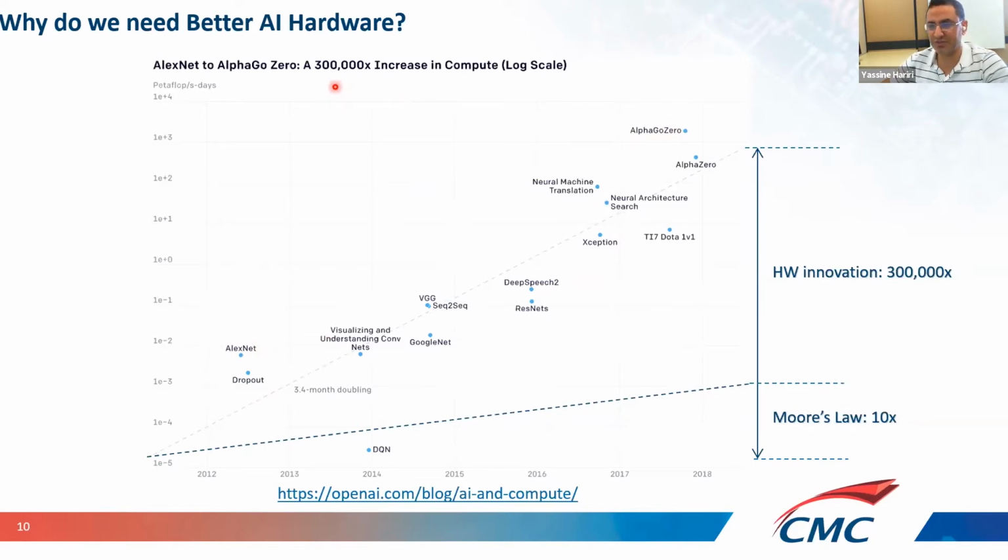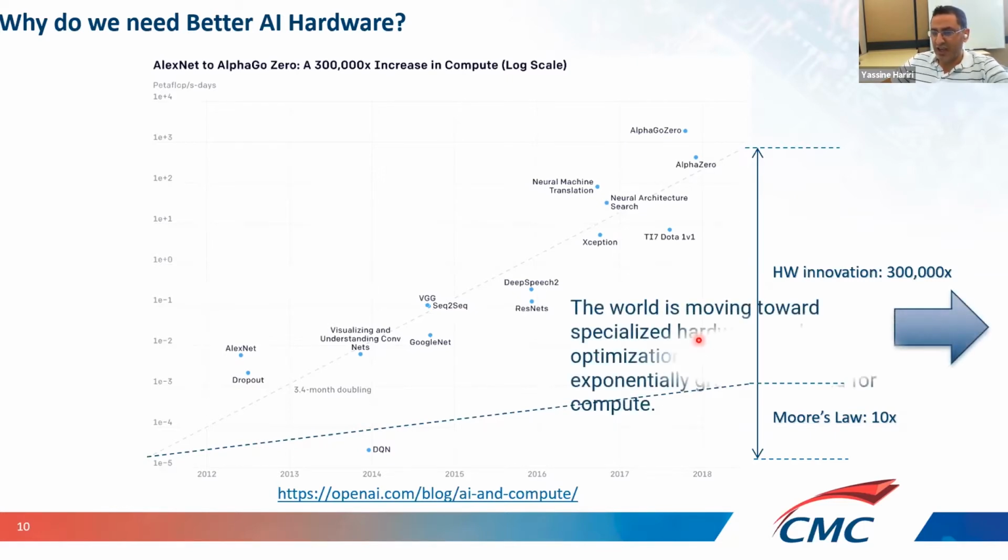the performance by 300,000x. And if we followed Moore's law over the span of this period, we could have obtained only 10x. So we really need to bridge the gap going forward between the level of performance we need and the level of performance that we could have obtained from Moore's law. So the world is moving towards specialized hardware, so innovative hardware that can accelerate deep learning, and optimization tools to meet the exponentially growing demand for compute.